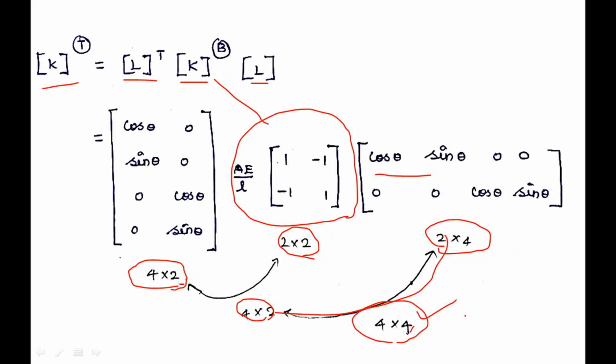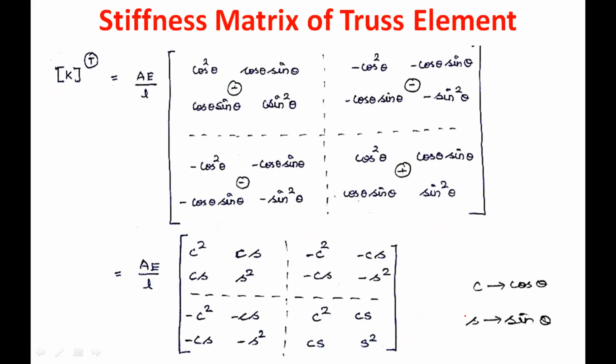In the next slide I will show the final 4 by 4 matrix after multiplication of these 3 matrices. The stiffness matrix for the truss element will be equal to AE by L, that coefficient, times cos square theta, cos theta sin theta, minus cos square theta, minus cos theta sin theta, then cos theta sin theta, sin square theta, and so on.